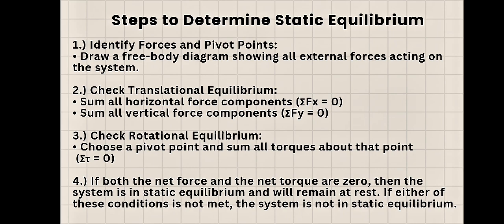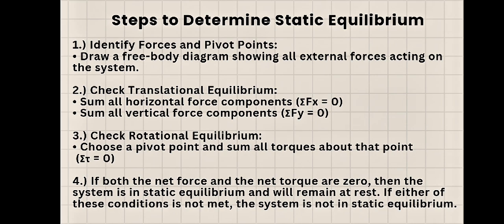Steps to determine static equilibrium. Now, let's learn the steps to determine whether a system is in static equilibrium. Step 1. Identify forces and pivot points. Draw a free body diagram showing all the external forces acting on the object, and mark the pivot point or axis of rotation.